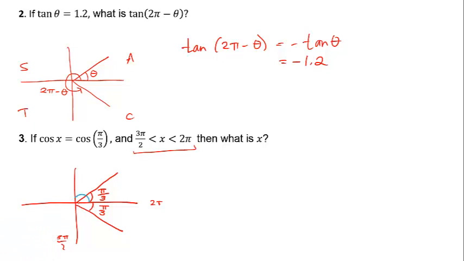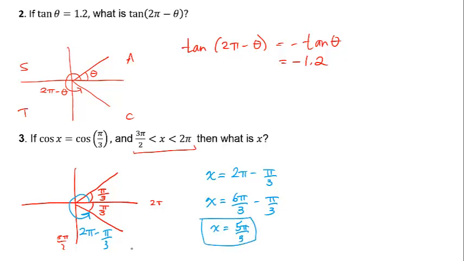So the angle that we're looking for is going to be 2π minus π/3. That means x would have to be whatever the angle 2π minus π/3 is, which we can change to 6π/3 to get a common denominator, giving 5π/3. So x would have to be equal to 5π/3. That also makes sense because we know from the CAST rule that cosine is positive in this quadrant and positive in this quadrant, so they're equal to each other.